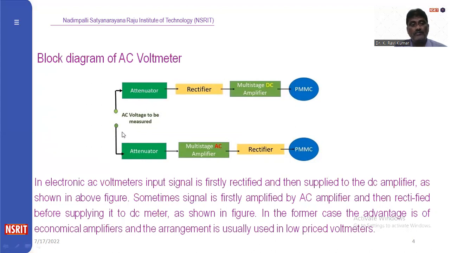This is one more type of AC voltmeter. First of all, we connect an attenuator, then amplify that signal and rectify it. Then it is given to the permanent magnet moving coil instrument. In electronic AC voltmeters, in the first case, the input signal is first rectified and then supplied to the DC amplifier. In the second case, the signal is first amplified by an AC amplifier, and then we rectify it and give it to the permanent magnet moving coil.